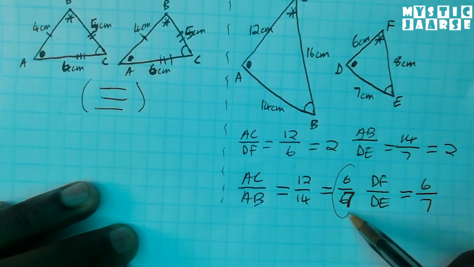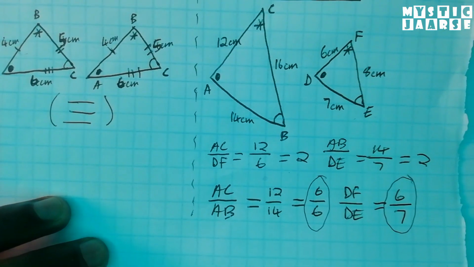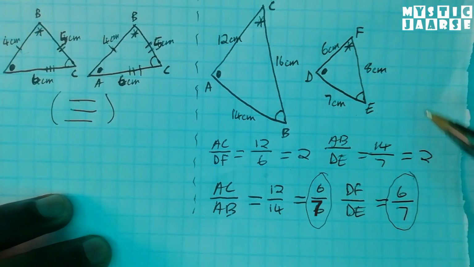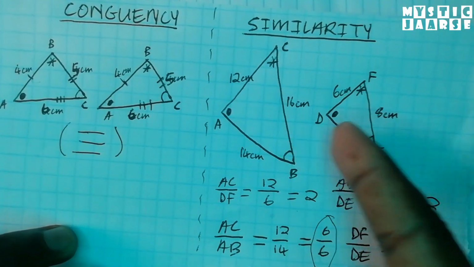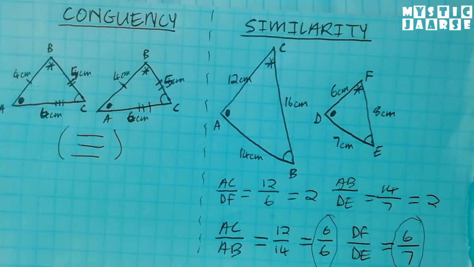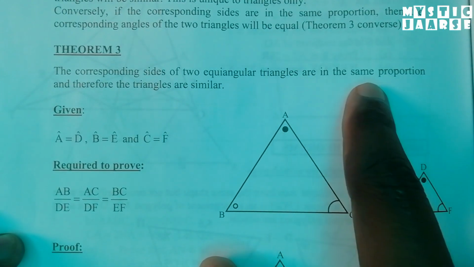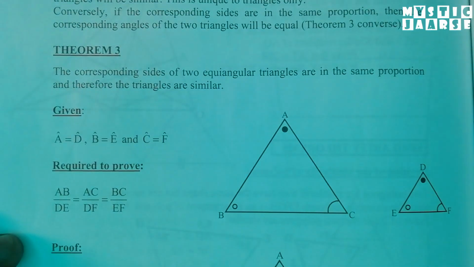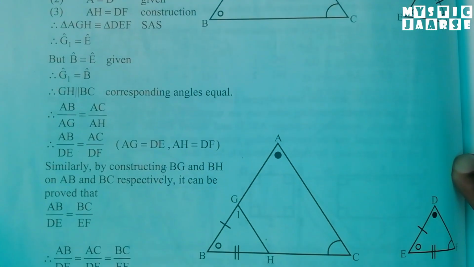Now what do you see? You get the same ratio. Therefore, the ratio of the sides of this triangle is proportional to the ratio of the sides of this triangle. Why? Because they are similar. So this theorem states that the corresponding sides of two equiangular triangles are in the same proportion, and therefore the triangles are similar. So I am not going to prove this theorem. It is too long, man.